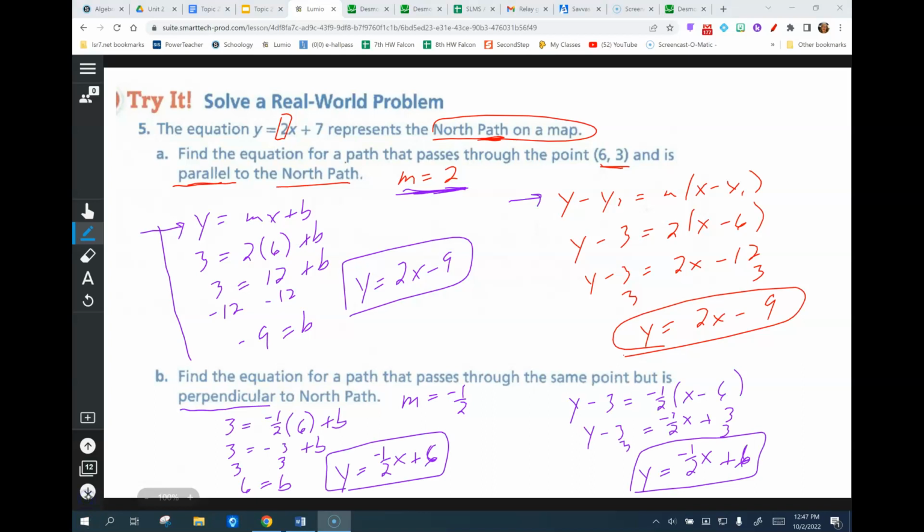Go. So if you did it by point slope, you're going to be using this work over here. If you did it by slope-intercept, pause, check your work. No matter what, you come up with y is equal to negative 1/2 x plus 6.